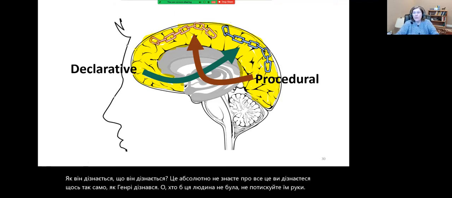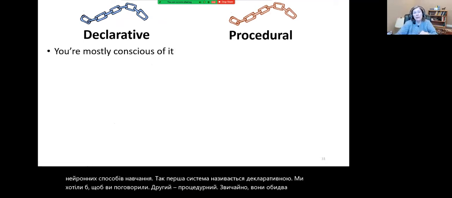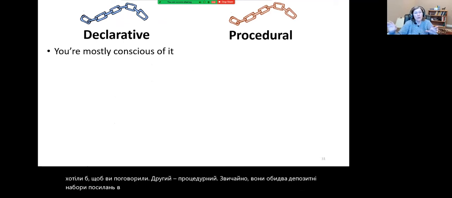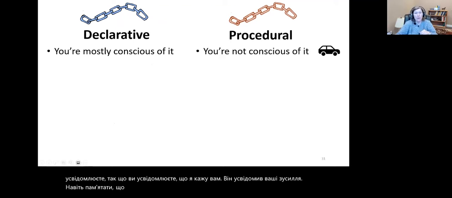So I'll give you just a little insight about these two very important neural ways of learning. The first system is called declarative. We've already talked about it. The second one is procedural. Of course, they're both depositing sets of links in long-term memory. Declarative learning, you're mostly conscious of. So you are conscious of what I am telling you here, and you're conscious of your efforts to even remember what I was saying. Procedural learning, you're not conscious of.